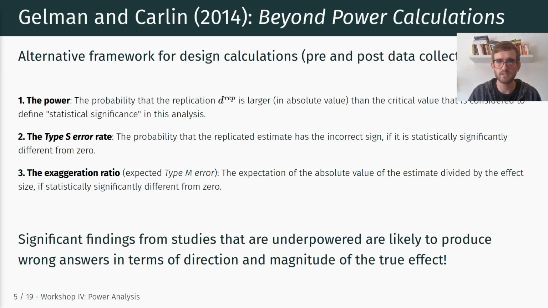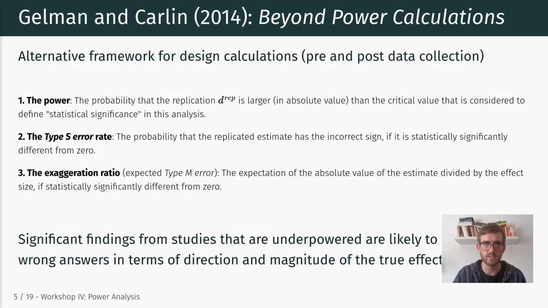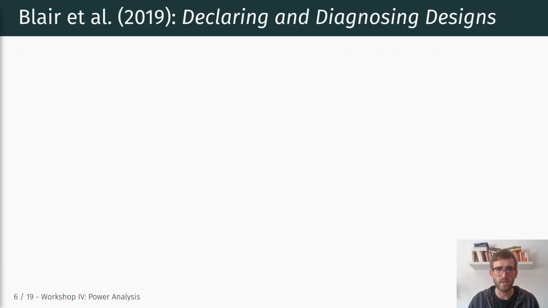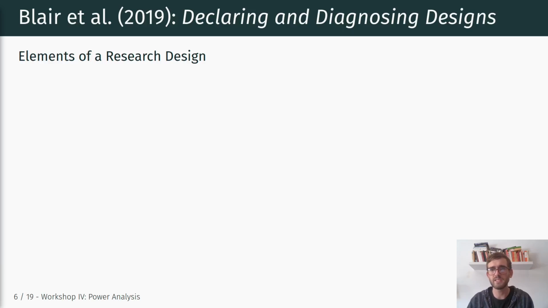Okay, I think I said everything that I wanted to say about Gelman and Carlin. Let me move on to the third paper that we were assigned to read for this week, which is Blair and co-authors, Declaring and Diagnosing Designs, right? This paper provides a framework for formally declaring the analytically relevant features of a research design, which ultimately allows us to conduct power analysis and examine type M error, type S error, and other features of the design prior to data analysis.